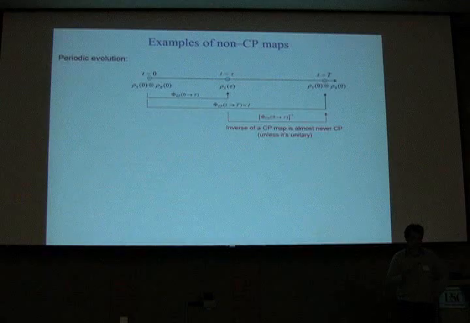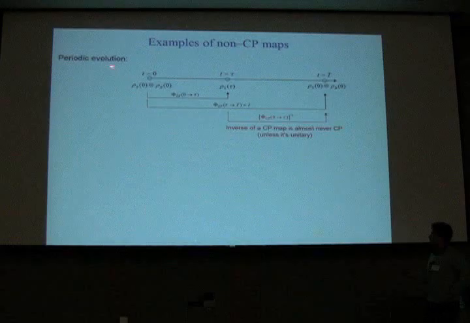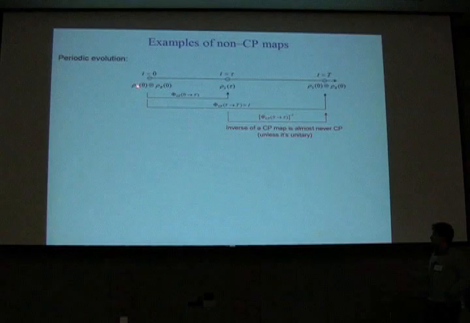This is a simple example. I'm looking at the periodic evolution of the system and bath. I start from a product state, and at time T, I get back my product state. The total mapping from time 0 to capital T is identity. From time 0 to some middle point tau, the map is CP. What I'm interested in is the mapping from some middle point to the final point. This mapping, of course, is linear, and it's non-CP, unless the first part is unitary. So if I have a non-unitary CP map in the first interval, then I get a non-CP linear map in the second interval.